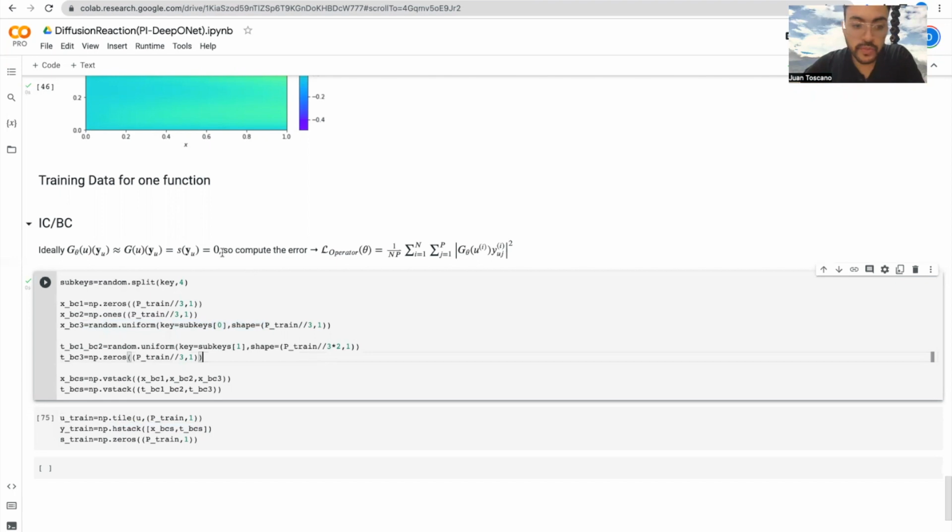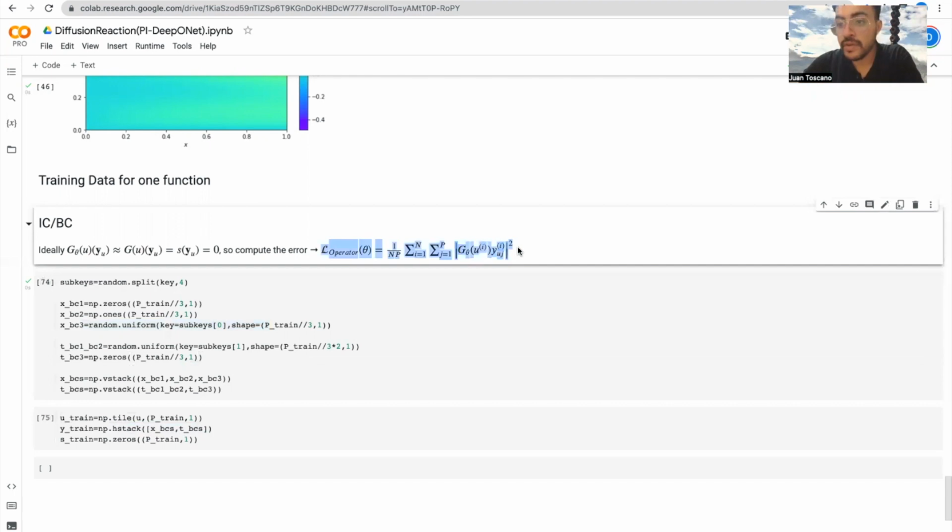Okay, let's choose some points from our initial and boundary conditions to evaluate our loss operator. And please remember that this loss function compares the output function of our operator when it takes u, evaluated at yu, against the solution of our partial differential equation when it takes u, evaluated at yu. That for this particular example, it equals 0.